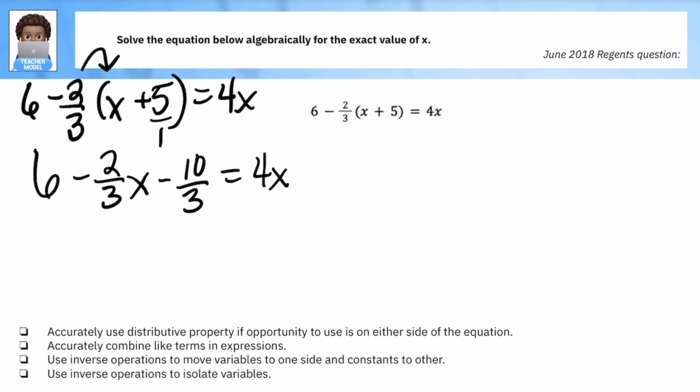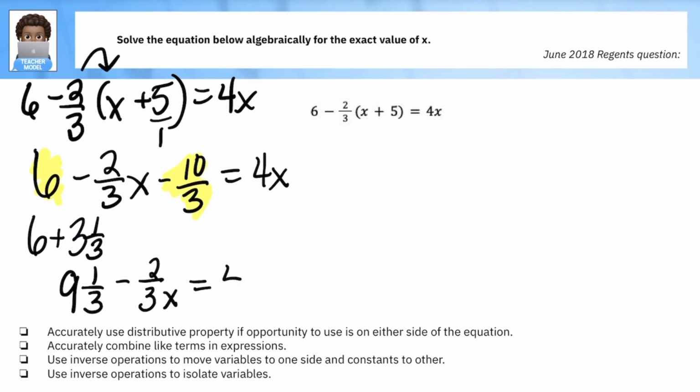All right, let's combine some like terms here. And you could already see we have some fraction action going on. So I need to combine these parts over here. 6 plus 10/3, okay? Just for convention, just so you can see it, I am going to turn this to 3 1/3, just so you can actually see why I'm getting 9 1/3, right? Minus 2/3 x is equal to 4x. Okay?